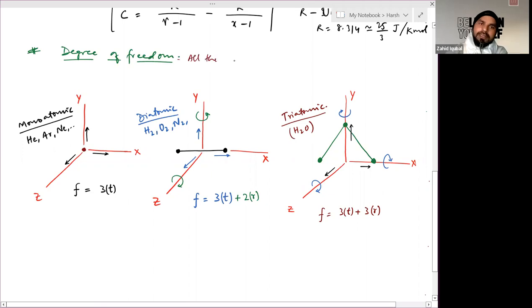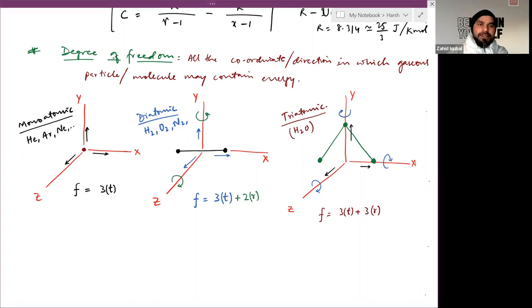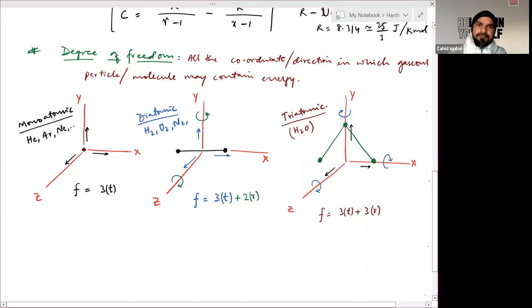So we define degrees of freedom as all the coordinates or directions in which a gaseous particle or molecule may contain energy. There will be questions related to this part.